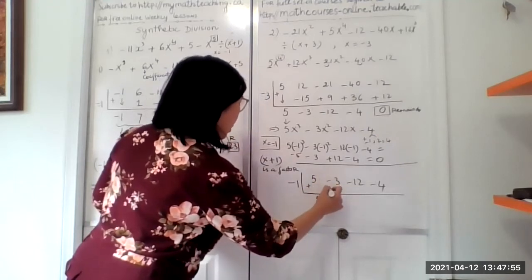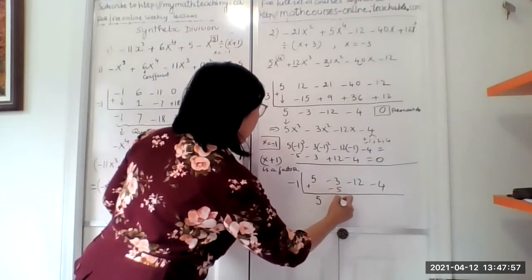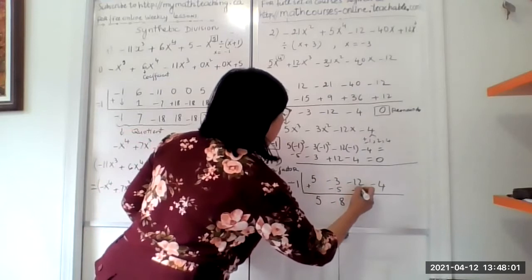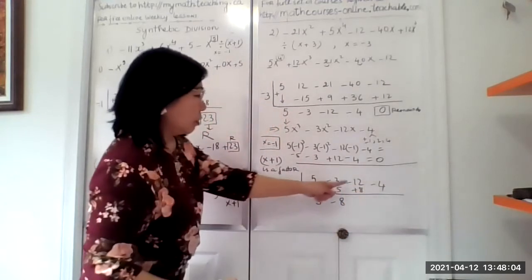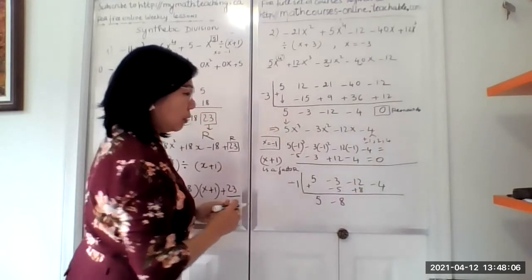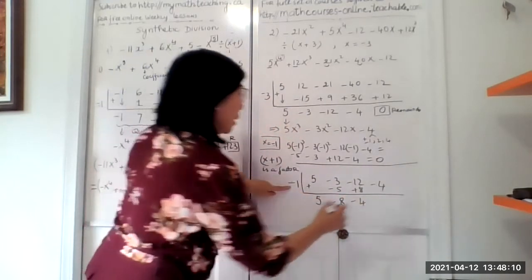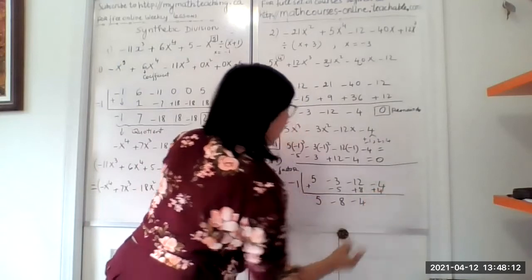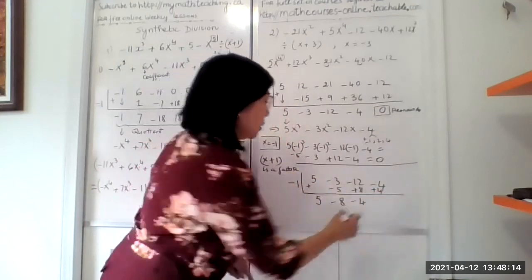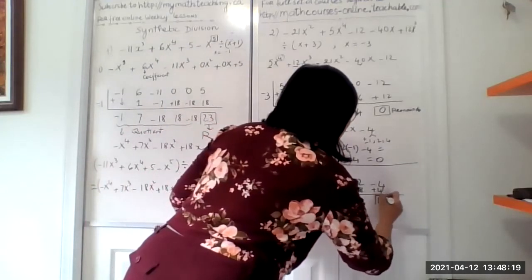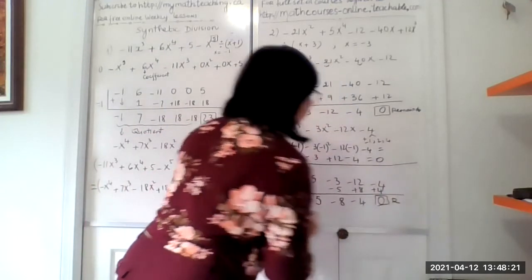minus 3 and minus 5 is minus 8. Minus 8 times minus 1 is positive 8. Positive 8 added to minus 12 will be minus 4. Minus 4 times minus 1 is positive 4. Minus 4 add positive 4 is 0. So yes, we do have a 0 remainder.